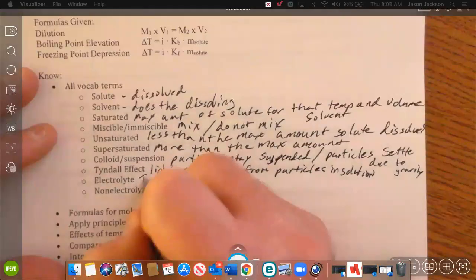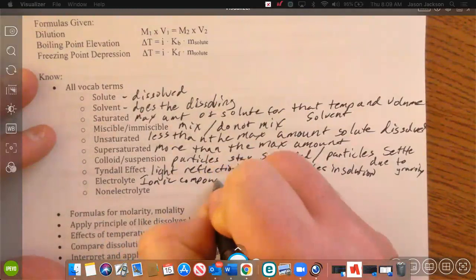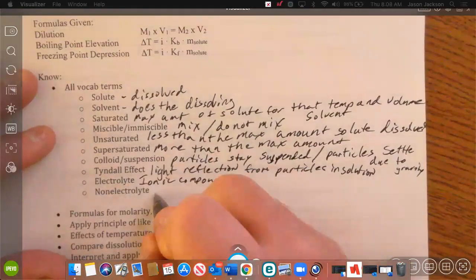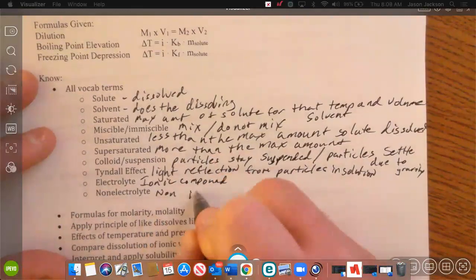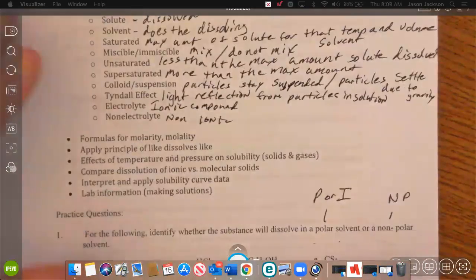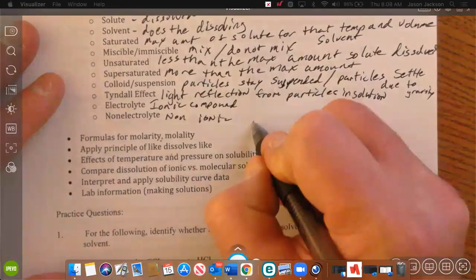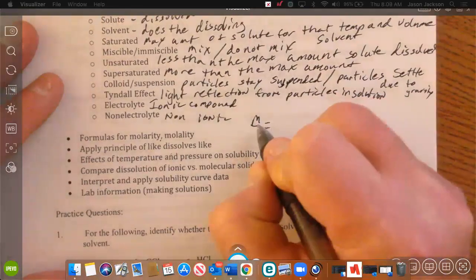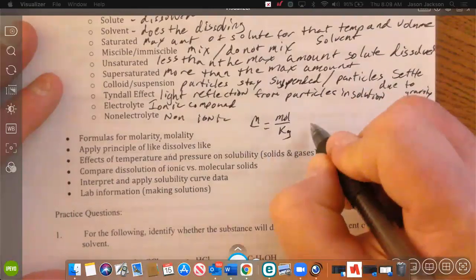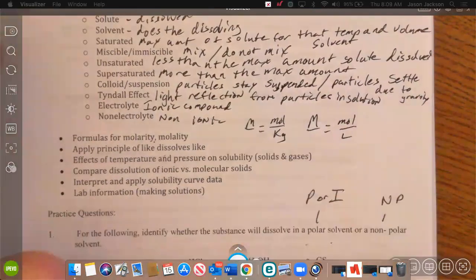Electrolyte is an ionic compound. Remember, these dissociate when dissolved in water. Non-electrolyte is non-ionic or covalent compound. We said molarity is moles per liter. Molality is moles per kilogram. That's a lowercase m. Moles per kilogram is molality, and uppercase M is moles per liter of solution.